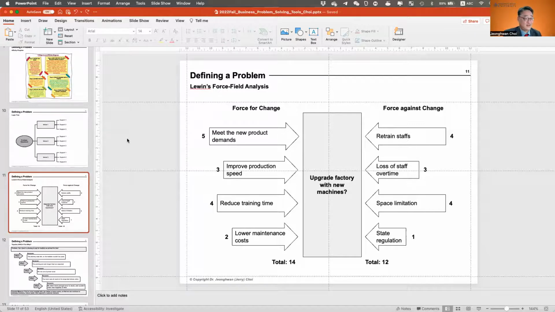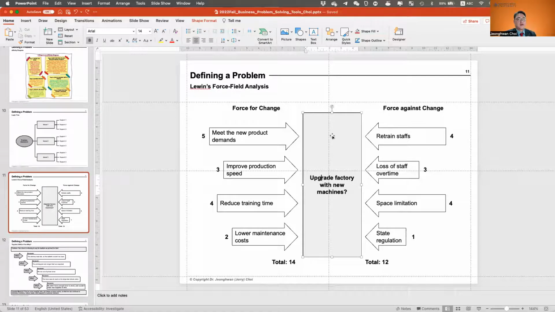In that case, stop thinking, don't think, write this down. Write down your problem. For example, upgrade the factory with the machine. That means, should I buy a new machine or should I not need to buy a machine? For example, a robot. Do I need to change the people with a robot, or do I just keep my people? That's a big choice.